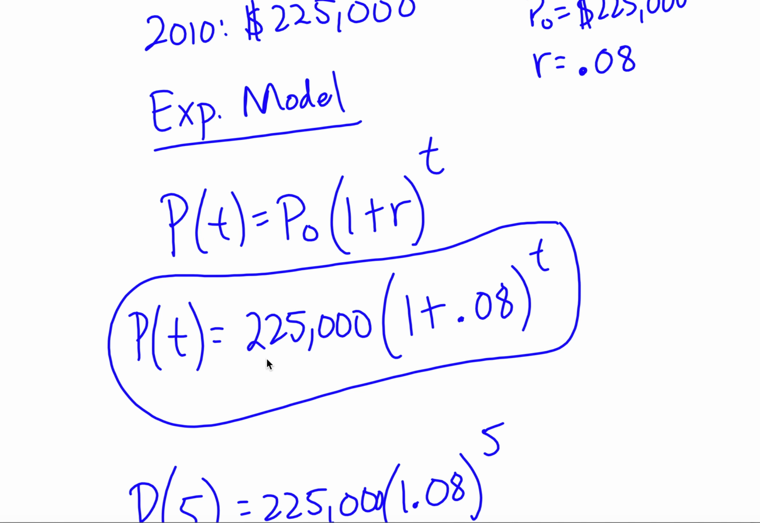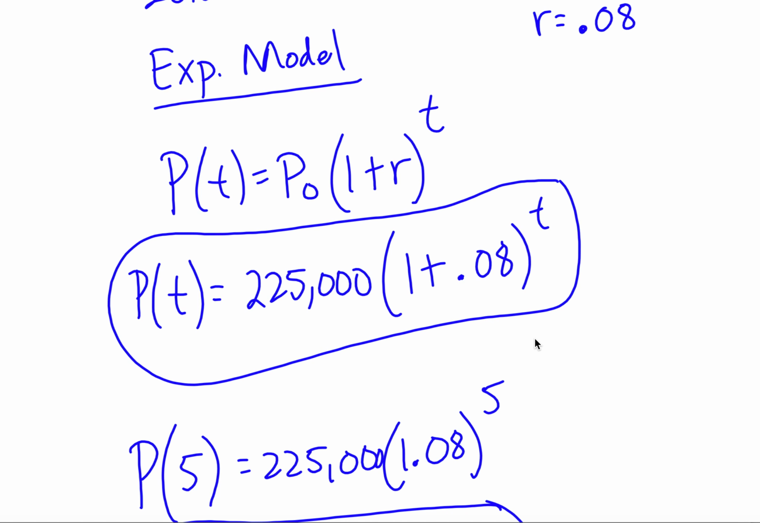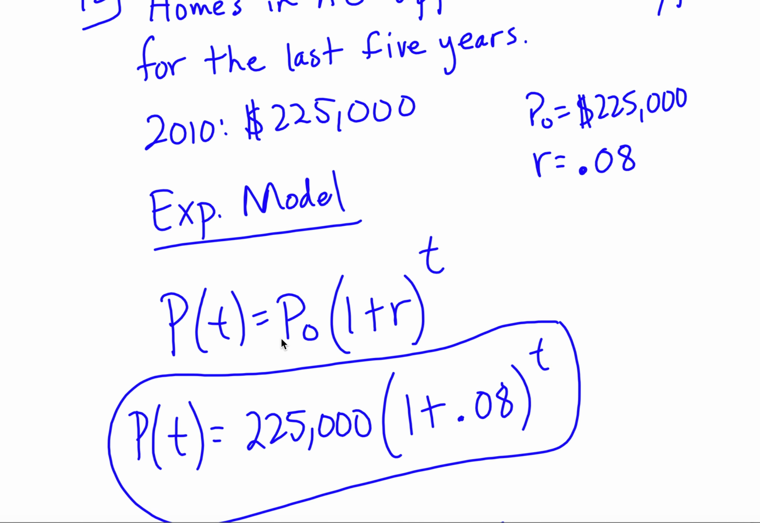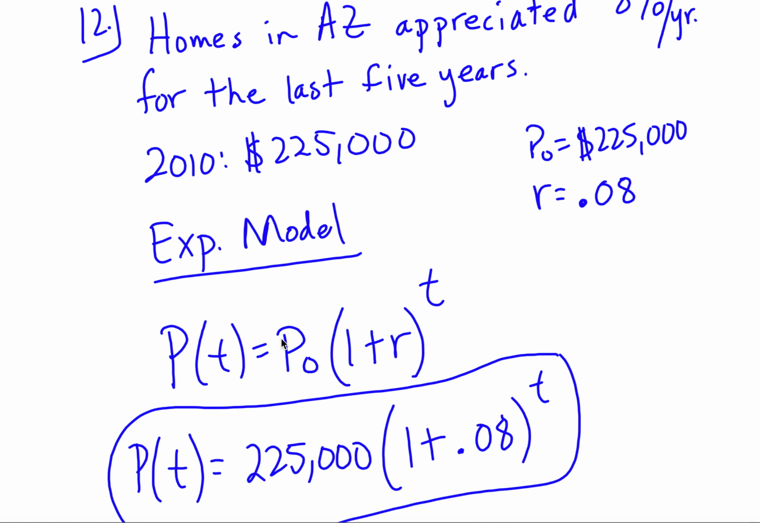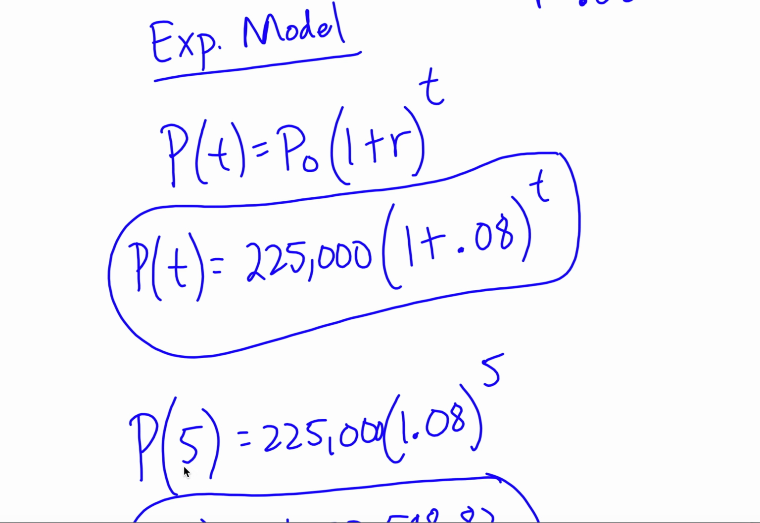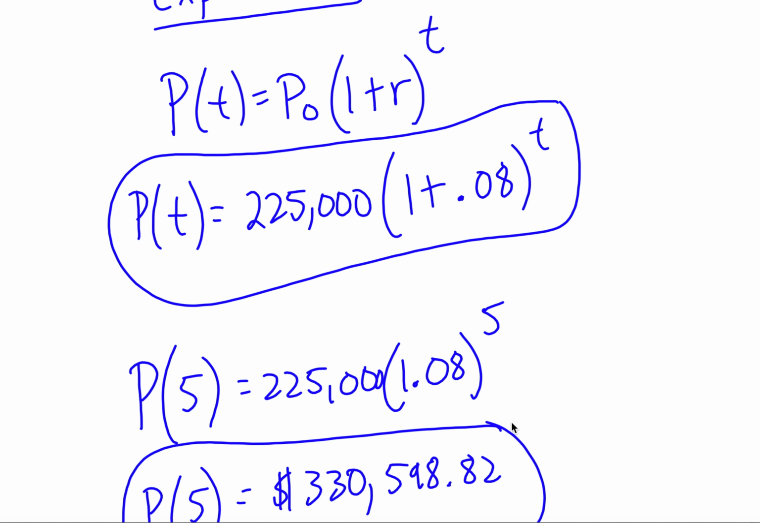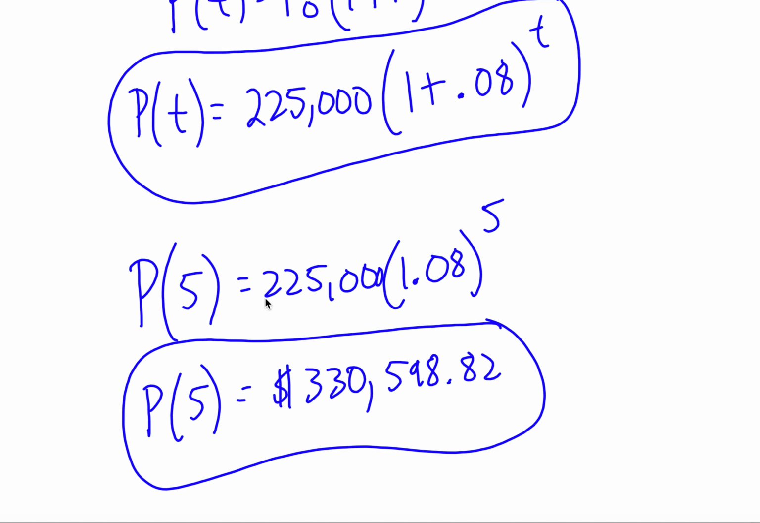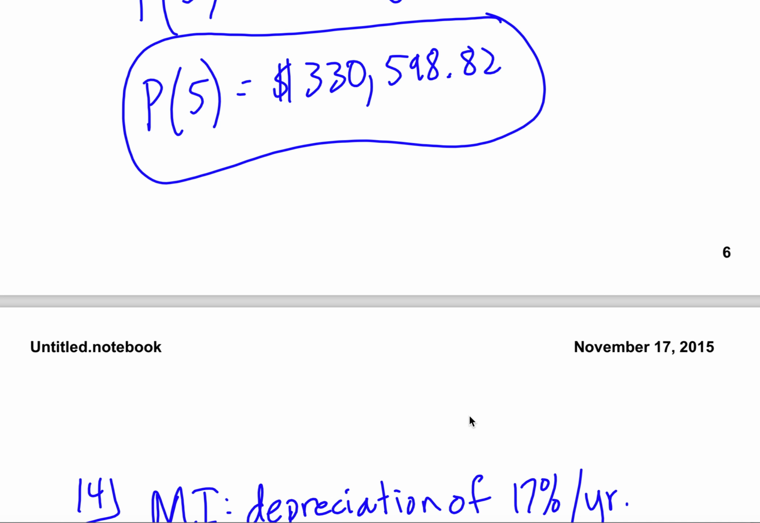So P of T is equal to, in this case, 225,000 times 1 plus 0.08 to the T. I wouldn't leave it as 1 plus 0.08; I'd write it as 1.08 to the T. So we want to know how much the house will have appreciated over the last 5 years. We're dealing with years, so we can just put 5 straight in, and you can see this house started at 225,000. In 5 years, it's over $100,000 worth more, so $330,000 now. And that's an exponential growth model.